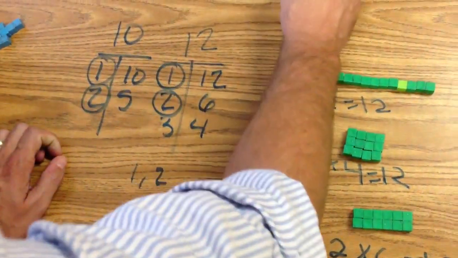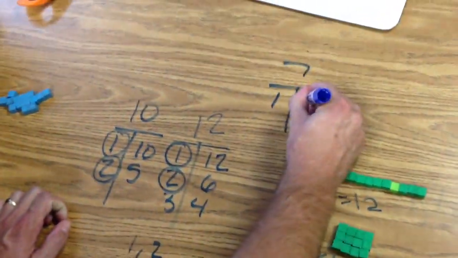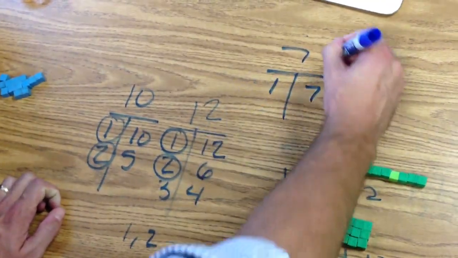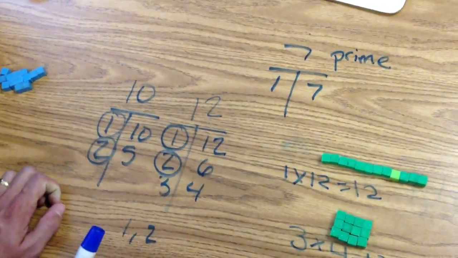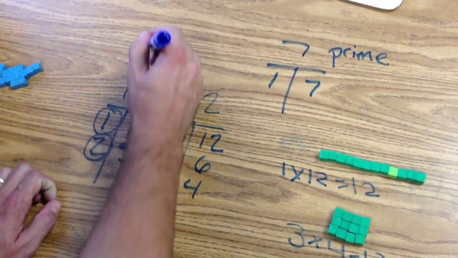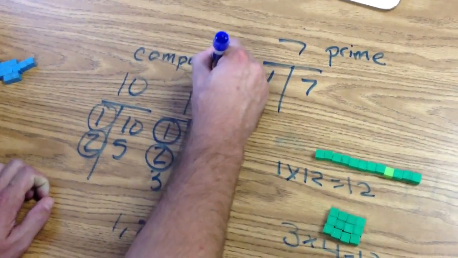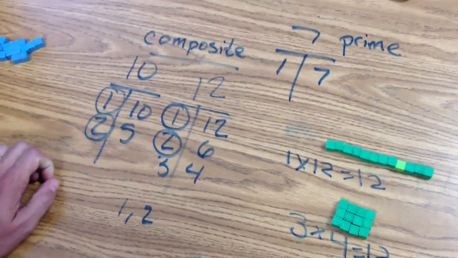Where 7, when we did 7, sorry, I'm jumping all over the place. Oh no, that's fine. 1 times 7, they only have 2 factors, so we know that 7 is going to be a prime number. It only has 2 factors, no more on the chart. And then these 2 would be composite numbers. And that just means it has more than 2. Is that right, Mr. Leatherwood? That is right. Awesome. I think I get it now.